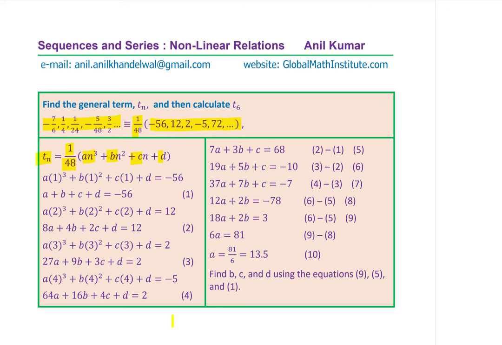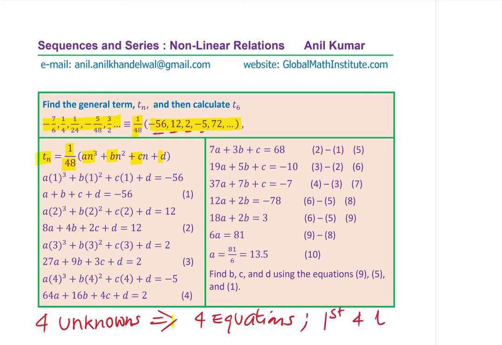So that is the first thing. So we need to find four unknowns, right? So that means we need four equations. So to get four equations, I'm going to write the term number 1, 2, 3, 4. So we're going to use these first four terms, right? So that means we'll use the first four terms. Perfect. So let's use the first four terms and get our equations.